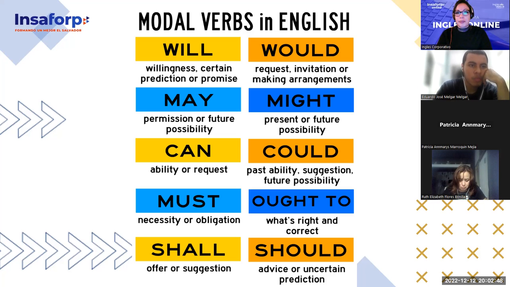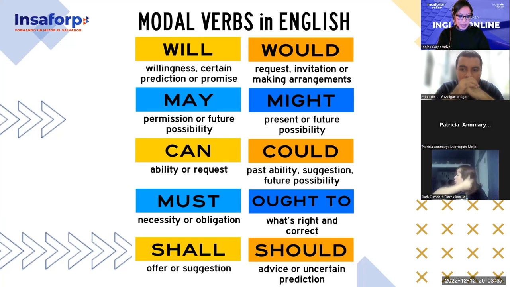May and might, they are similar. So might is a permission or a future possibility. It might, it's a present or a future possibility. And then we have can, which we were discussing, that can be used for ability or request. Then we have could. Could is for past ability, suggestion, and future possibility. So you see, it's not simply that we said could is the past of can. It's completely different. Yes, in some cases we can see it as that, but it has also other usages.